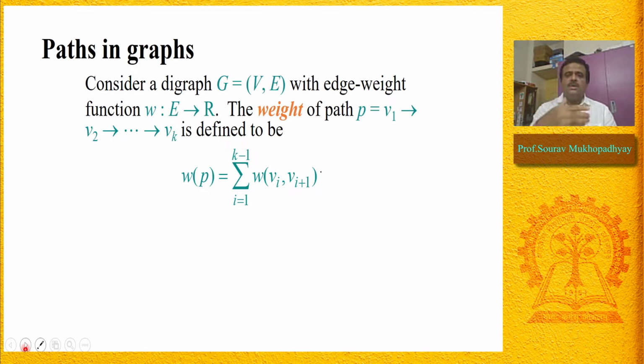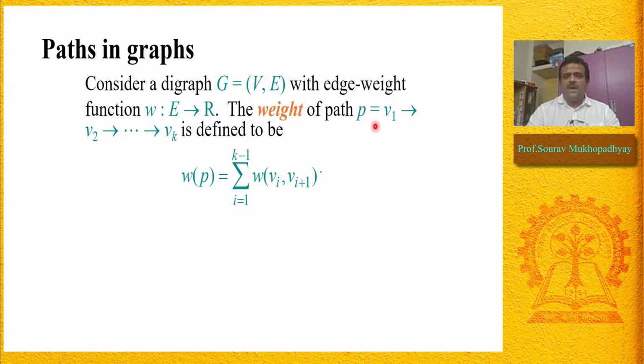So, we are looking for the shortest path. First, let us define what we mean by a path between two vertices. Let us consider a graph. This is a directed graph. We are given a directed graph or digraph G = (V, E), and we have an edge weight on the edges. So, each edge has some weight. This is the weight function.